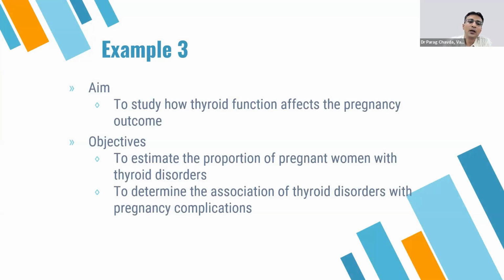Let's take a third example. This example is to study how thyroid function affects pregnancy outcome. That is a broad aim. The first objective is to estimate the proportion of pregnant women with thyroid disorders who are coming to the obstetrics OPD in an XYZ hospital. The second objective is to determine the association of thyroid disorders with pregnancy complications. So for example, to find out if the woman is hypothyroid, is she more likely to have a complicated pregnancy, or if the woman is hyperthyroid, is she likely to have more chances of complications in pregnancy and delivery, right? So one aim and two objectives.